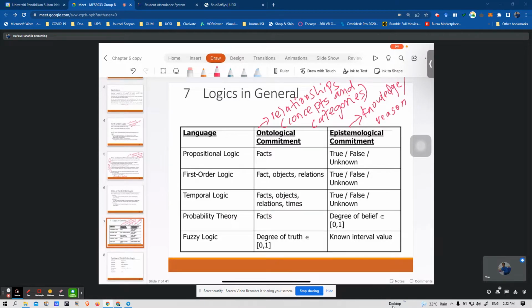That's why we have output. The output is either true, false, or unknown. And then we have degree of belief, which is a member of 0 and 1, and then unknown for the interval values.